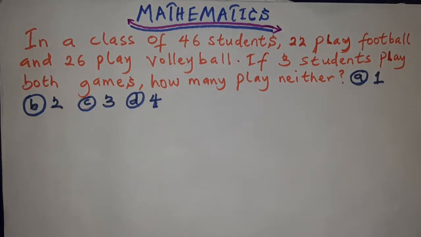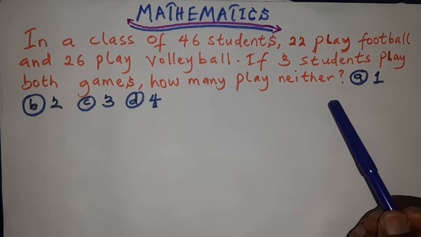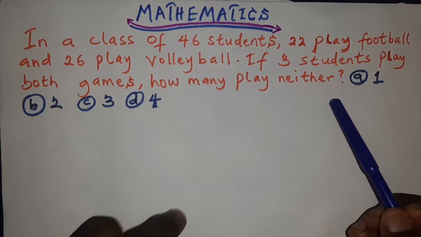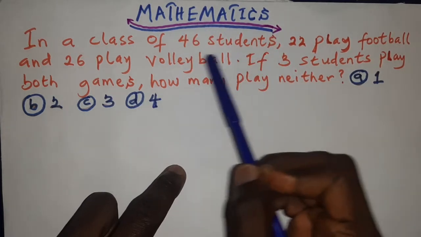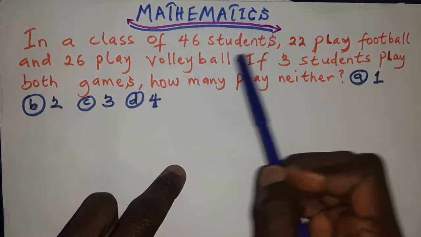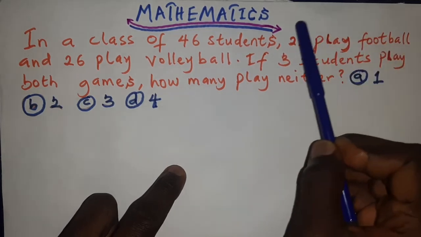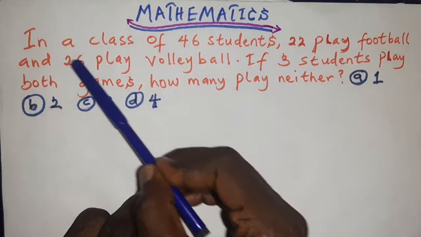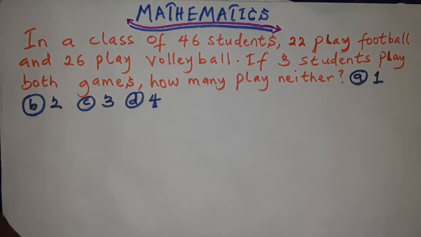So from this information, we know that we'll have to use a Venn diagram to solve this question. And when using a Venn diagram, this will be our universal set because this is the total number of students in that class. Then these other values will be our subsets: the number of those that play football and the number of those that play volleyball. So now let's write down the values of the universal set and the subsets.